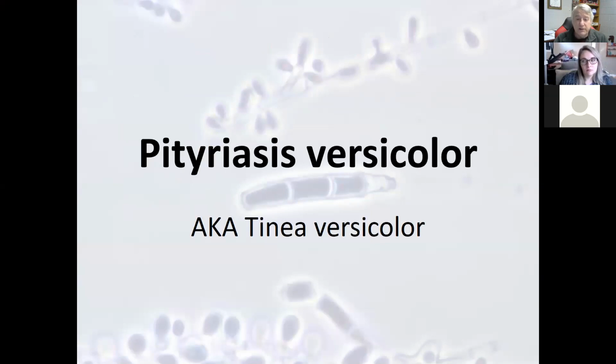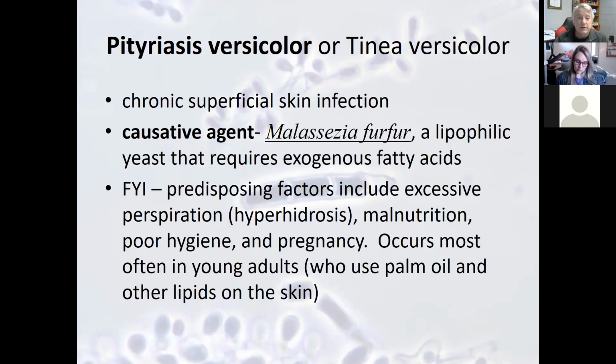So pityriasis versicolor, aka tinea versicolor. We'll go that way. So pityriasis, a chronic superficial skin infection, and then we have our causative agent that we're starting to associate. You've already seen the slide. You've already seen the name. Malassezia furfur, a lipophilic yeast that requires exogenous fatty acid. So now you get an idea of why it's where it is on our skin.